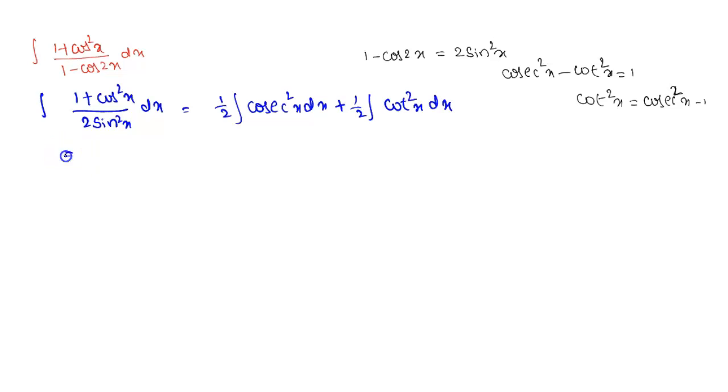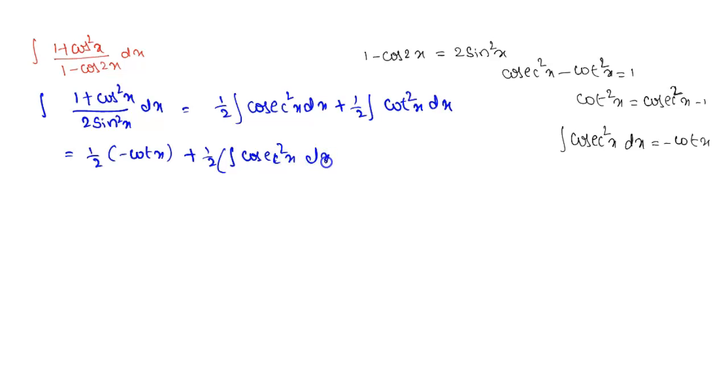This is equal to 1 by 2 integration of cosecant square x dx. Again we have that formula: integration of cosecant square x dx is equal to minus cot x. Applying that formula here, minus cot x plus 1 by 2 into, with the cot square identity replaced, integral of cosecant square x dx minus integral 1 dx.